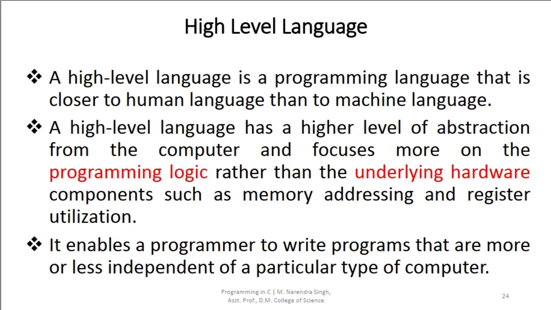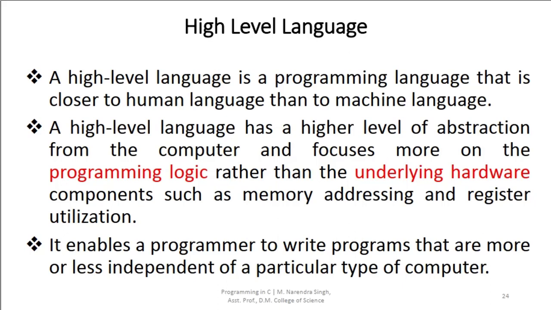Now, what is a high-level language? A high-level language is a programming language that is closer to our human language than to machine language. A high-level language focuses more on programming logic, how we are supposed to do a certain specific task to accomplish that task, rather than worrying about what kind of hardware we are using.